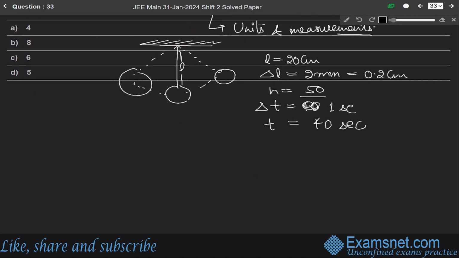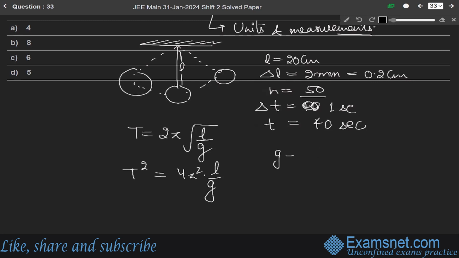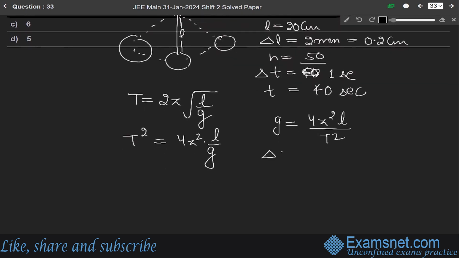Since for a simple pendulum, the time period T is equal to 2 pi under root L by g. Squaring both sides, we get T square equals 4 pi square into L over g. So g will be equal to 4 pi square L over T square. So error in gravity, delta g over g, will be equal to delta L over L plus 2 delta T over T, since 4 and pi are constants and only the variables are L and T.